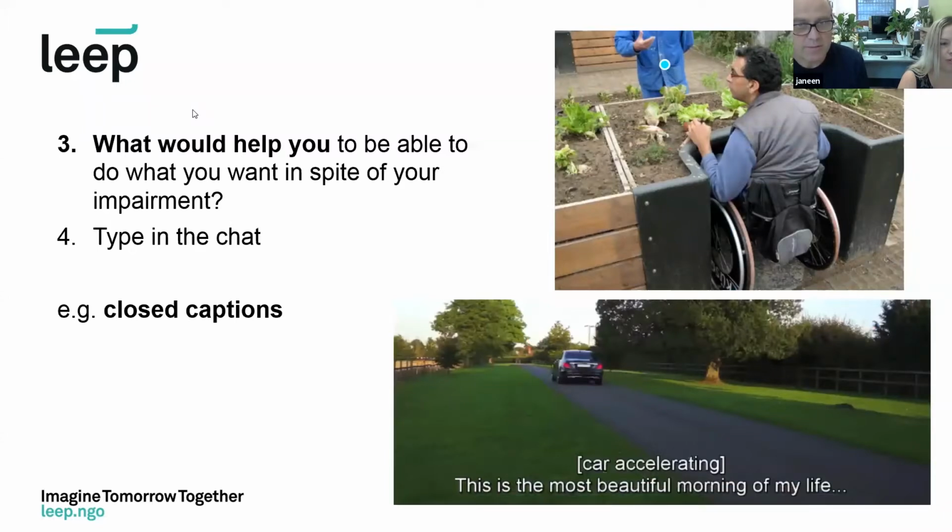So let's say somebody likes gardening but they're in a wheelchair. What we see here is the impairment has been overcome by a specially designed pod to help people in wheelchairs reach into the garden.